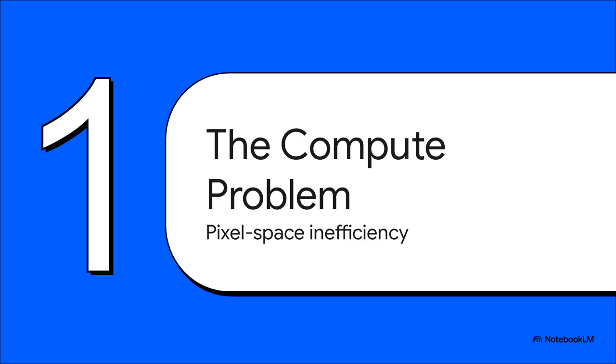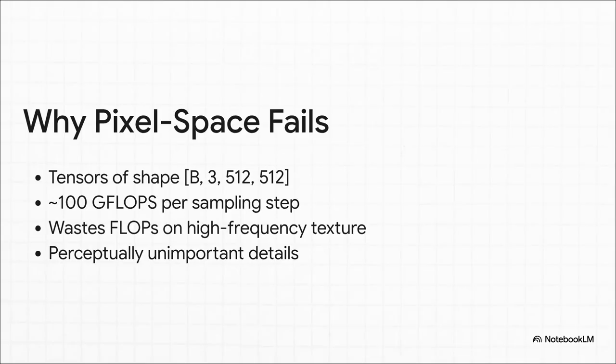All right, Section 1, the compute problem. Let's look at exactly why raw pixel generation is just so incredibly inefficient. When you run diffusion directly in pixel space, say at a 512 by 512 resolution, your neural network is churning through these massive tensors. We're talking shape B, 3, 512, 512. It's pulling roughly 100 gigaflops for just a single sampling step. But here's the absolute kicker. The network is wasting immense computational power calculating tiny, perceptually unimportant details. It's burning through millions of calculations just to figure out the high-frequency texture of a single leaf in the background, rather than focusing on the actual broader semantic structure of the image.